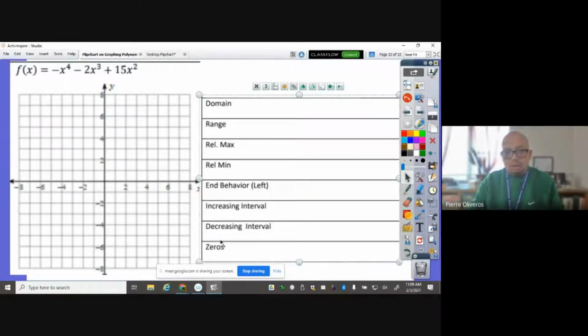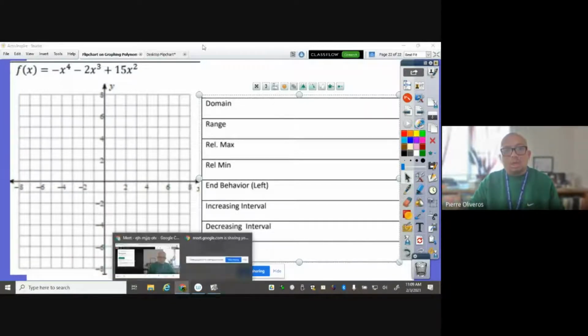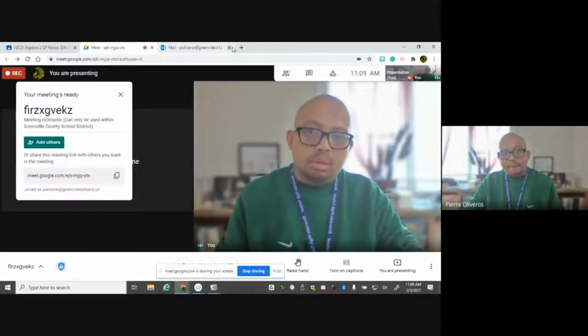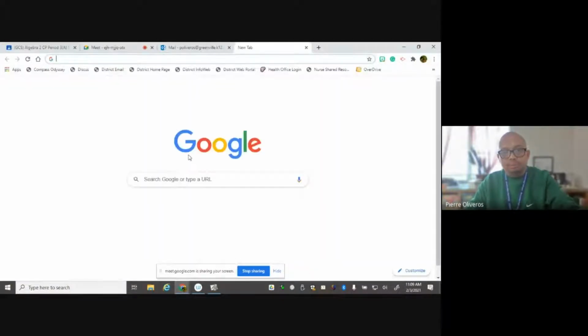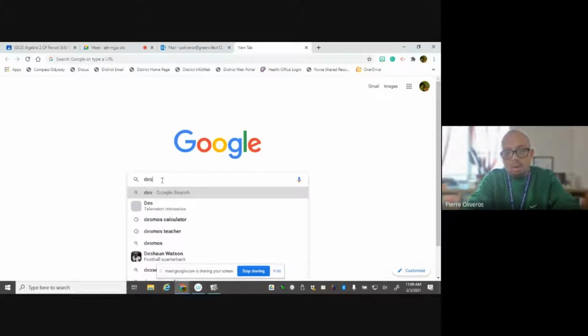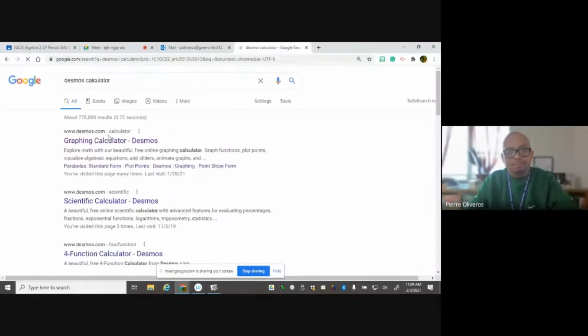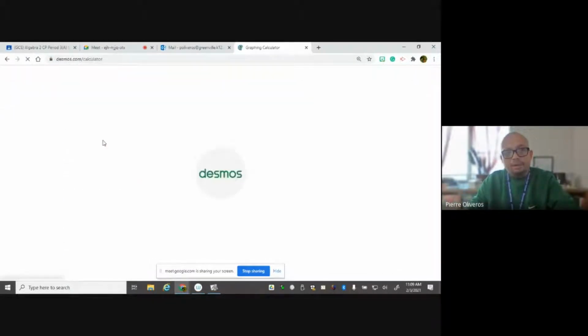Okay, so first we have a problem here, which is f of x equals negative x to the fourth minus 2x cubed plus 15x squared. Remember, guys, these are solvable manually with a graphing calculator, but now we're going to do it with Desmos. So first, open your Desmos. Go to the Desmos graphing calculator.